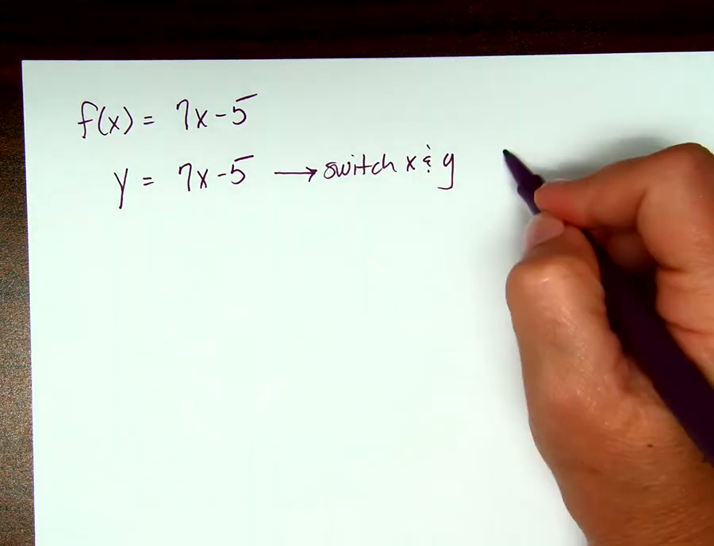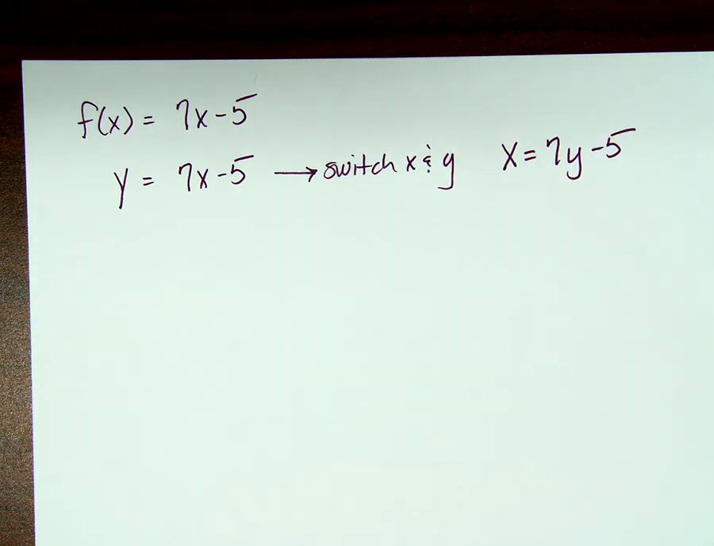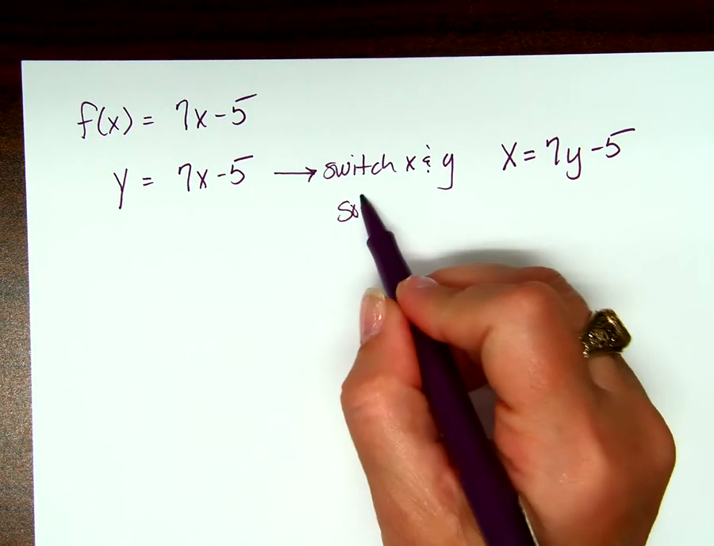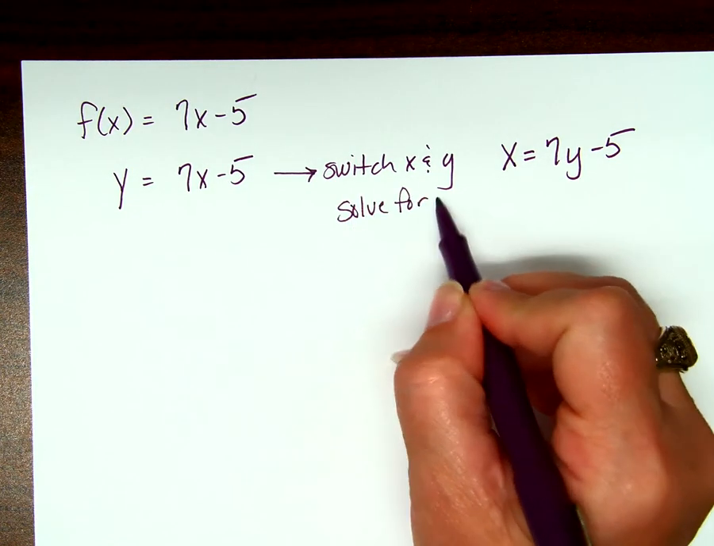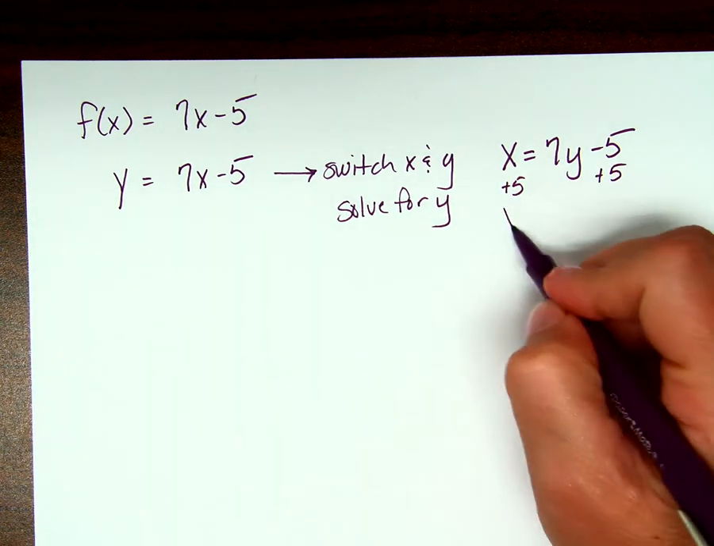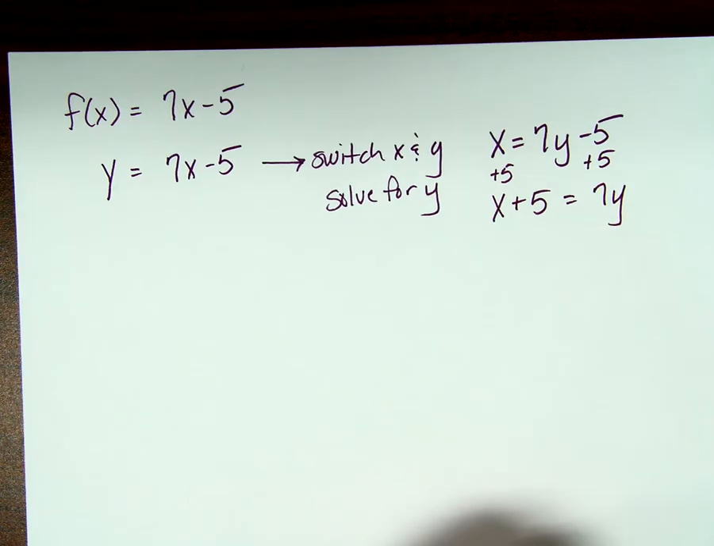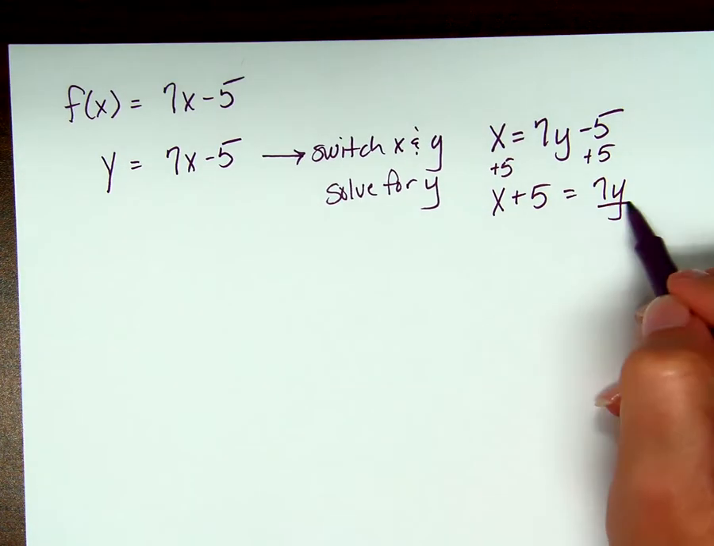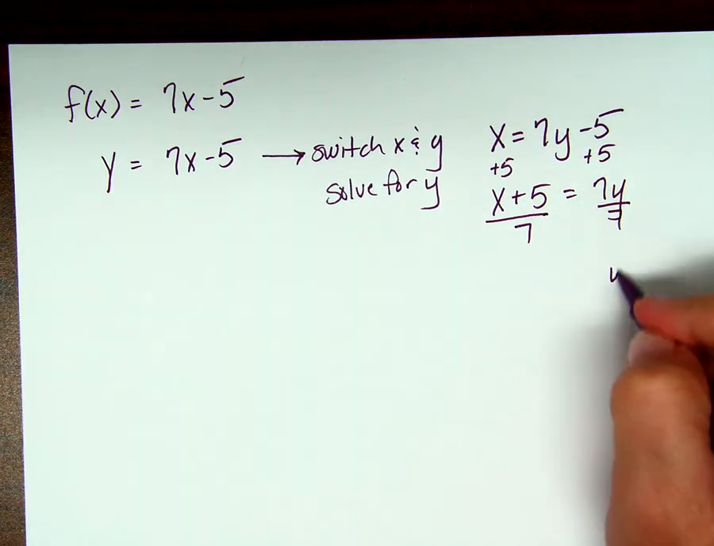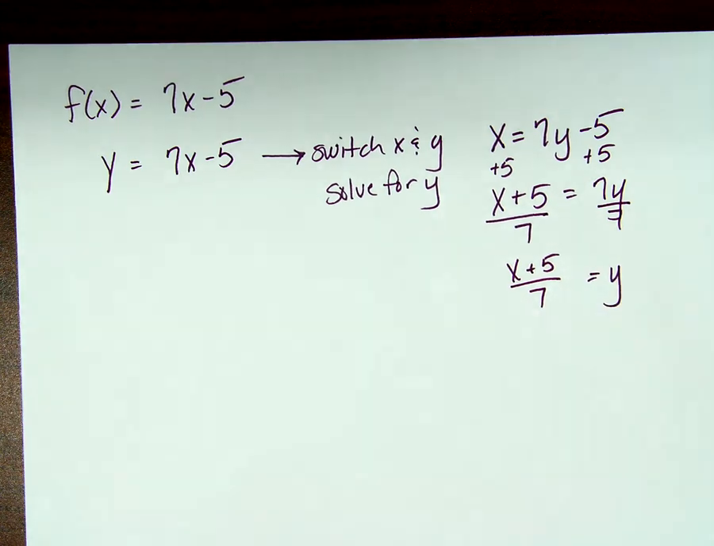When I do that, I get x equals 7y minus 5. Now I just need to solve for y. Let's add 5 to both sides. x plus 5 equals 7y. How do I solve for y? Divide by 7. y equals (x plus 5) over 7. Done.